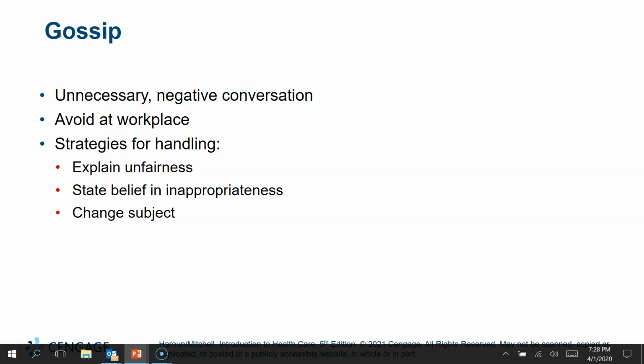You can try to explain the unfairness and inappropriateness. I try to say, listen, we're paid to take care of the patients, not to gossip. We shouldn't be doing this. And half the time it's not true anyway. So we're passing on falsehoods, and it only hurts people. So please, please don't get involved in gossip. It's hard sometimes. I'm not going to lie. It's hard, but you need to make sure that you just don't get involved.